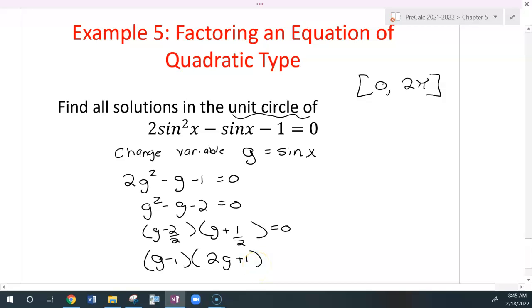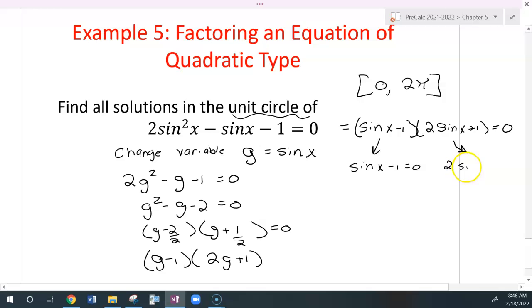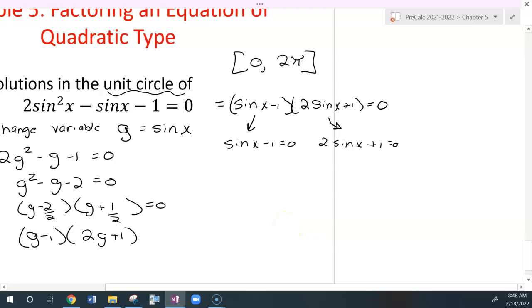So now let's go back to our original variable, sine of x. When I do that, I now have sine x minus 1 times 2 sine x plus 1 equals 0. Okay, do like we did before. Sine of x minus 1 equals 0, and 2 sine of x plus 1 equals 0. So I'm going to keep on solving this equation.